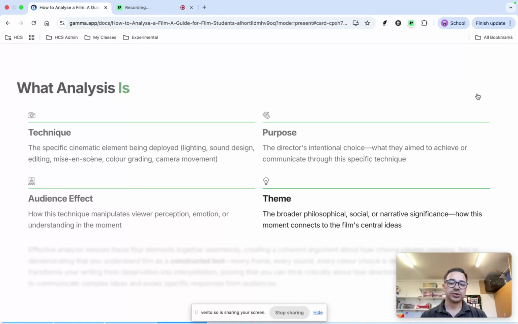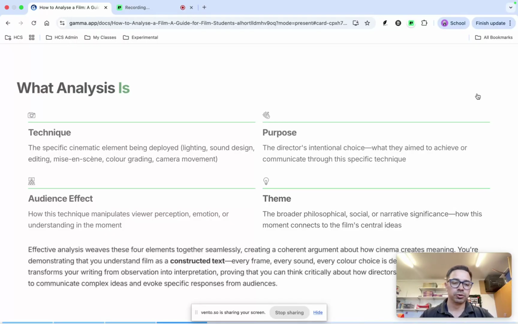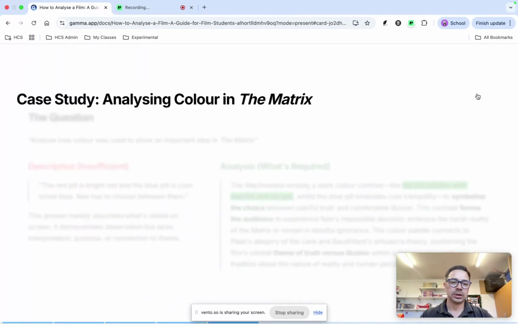And finally, the themes. What are the broader philosophical, social, narrative significances here? What are these moments that we're discussing? How do they connect to the central ideas, the central themes that are being carried forward by the directors in this movie? So when we weave all of these elements together, we're constructing a coherent analytical argument. Okay, then we show that we truly understand on a much deeper level what analysis actually is. So let's have a look at a case study here.